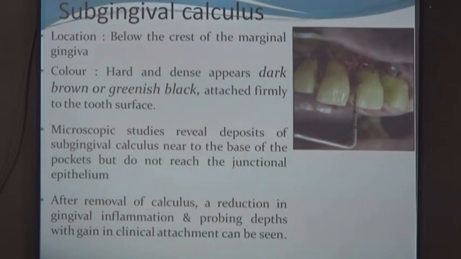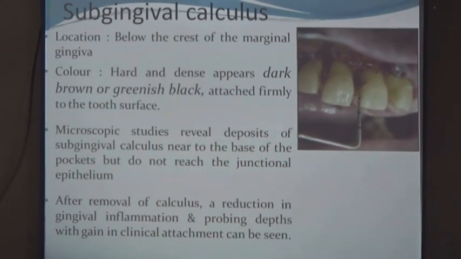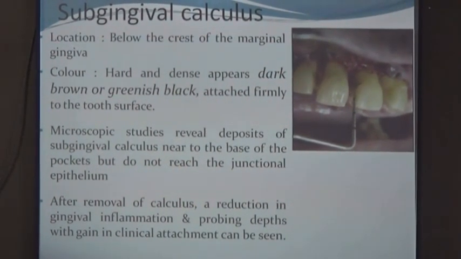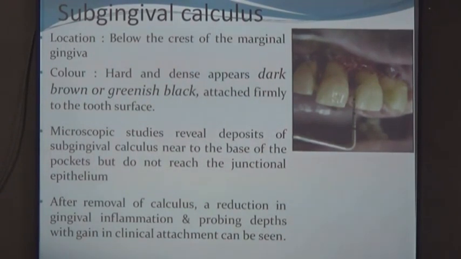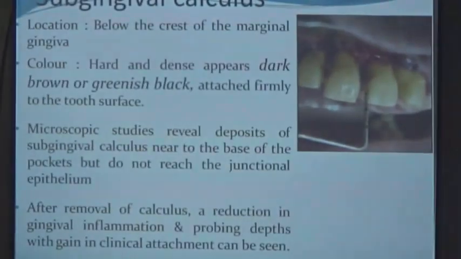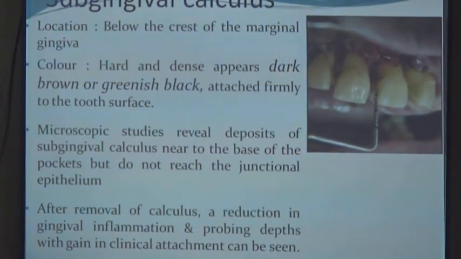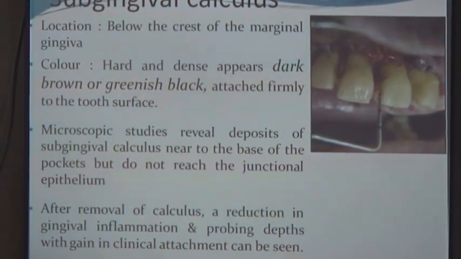The microscopic studies reveal deposits of subgingival calculus near the base of the pocket, but they do not reach the junctional epithelium. Please remember, it is at the base of the pocket, but does not reach the junctional epithelium. That is very, very important. After the removal of calculus, a reduction in gingival inflammation and probing depths with gain in clinical attachment can be seen. Understood? So, what is supragingival and what is subgingival you should know.